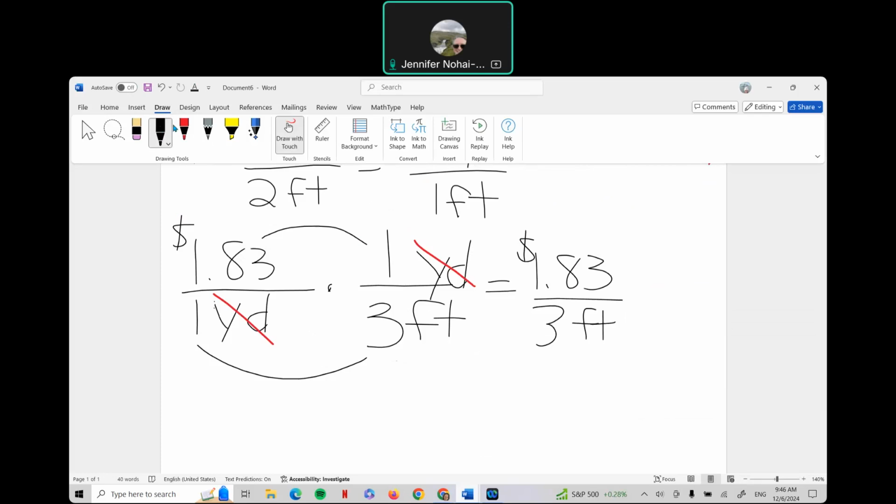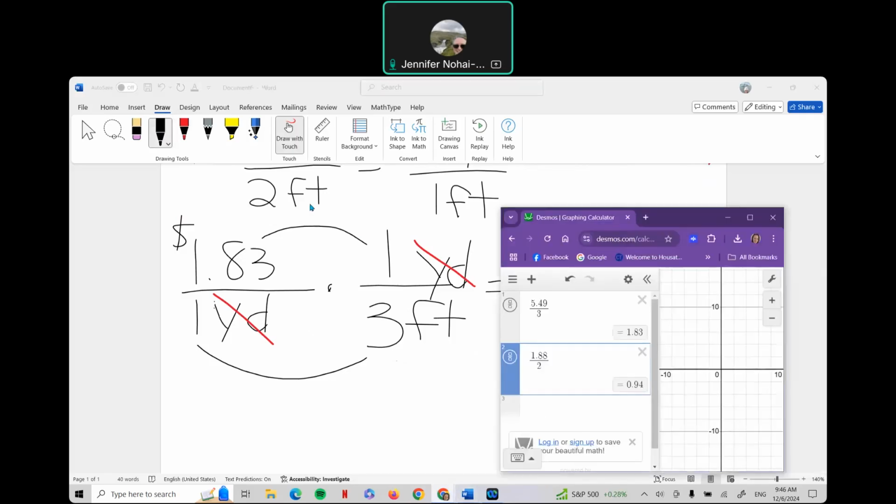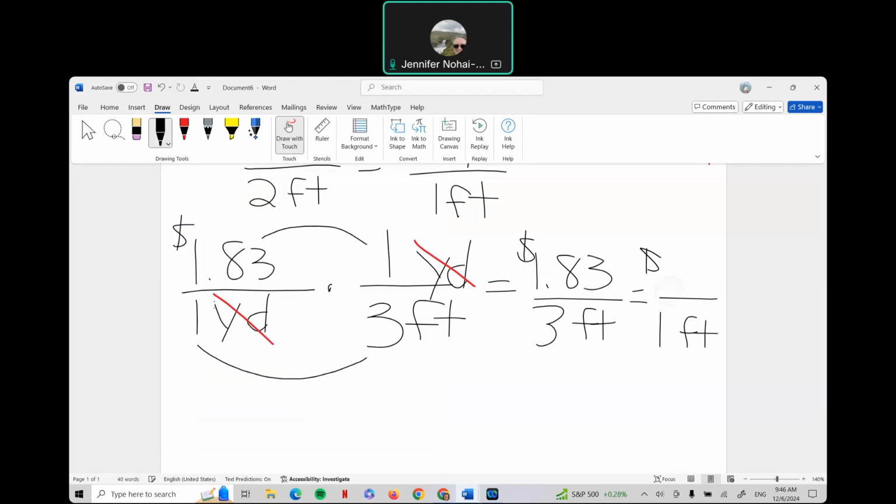And now we will use our calculator to convert that to 1 foot by just simple division. Okay, so $1.83 divided by 3 feet. Let's move this over. $1.83 divided by 3 feet, and that is 61 cents.